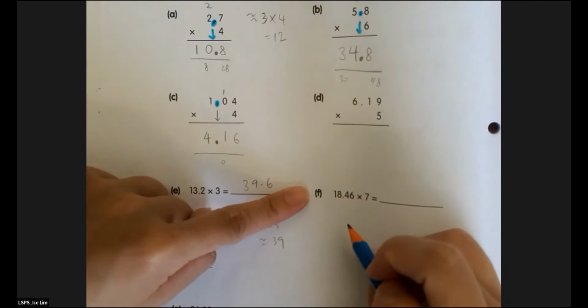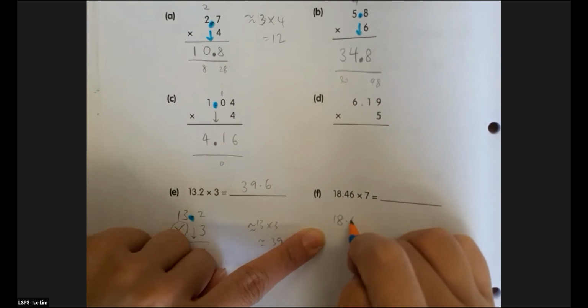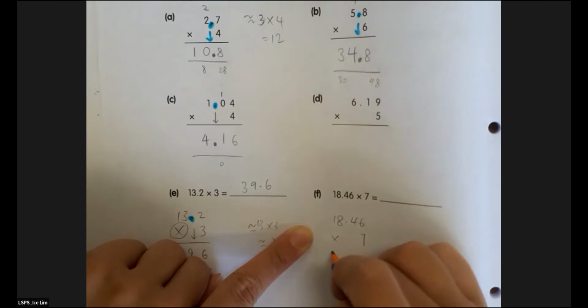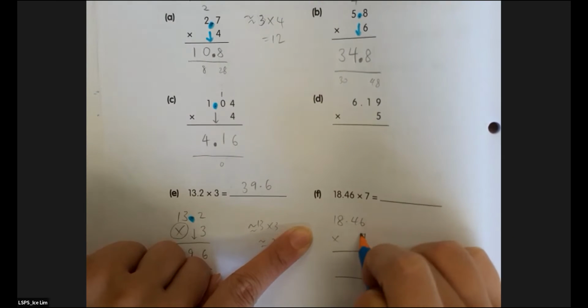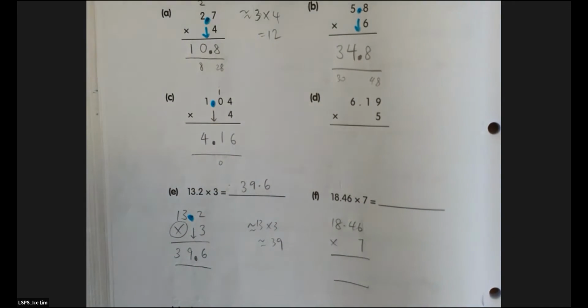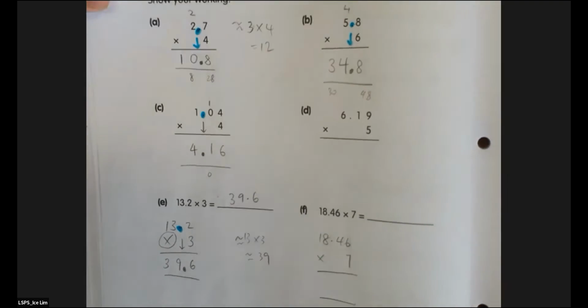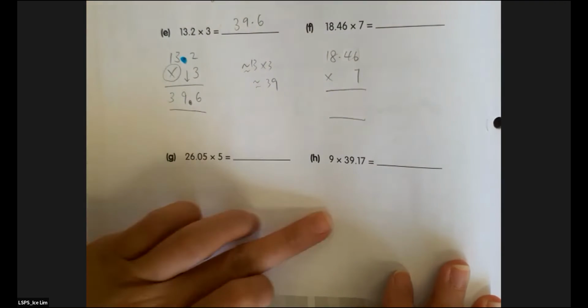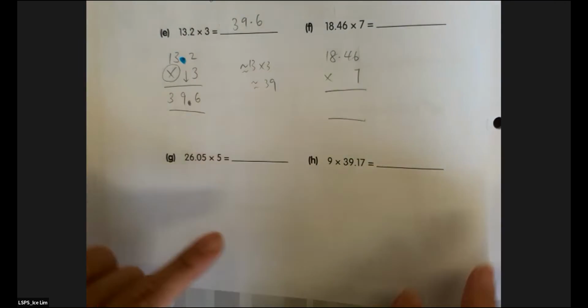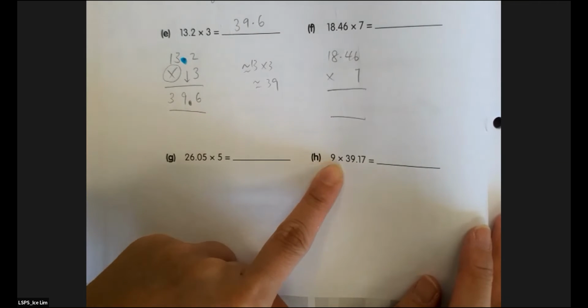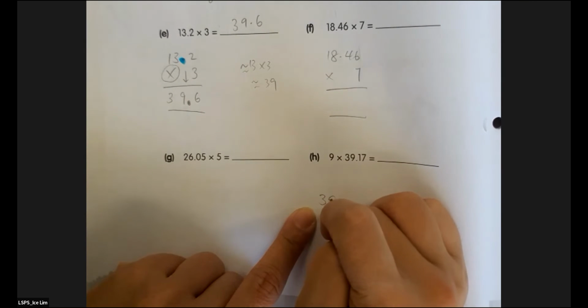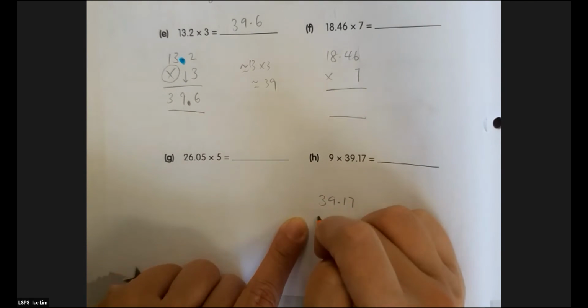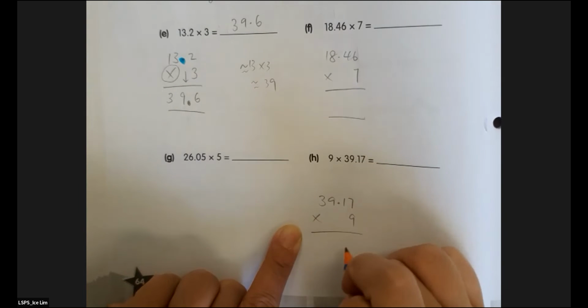Okay, so 18.46 times 7. Can you do it by yourself? You think so? Okay, now, how about the next two questions? Like this one. Even though it's written this way, can I write it like this? Yes, I can, right? Yeah, still okay.